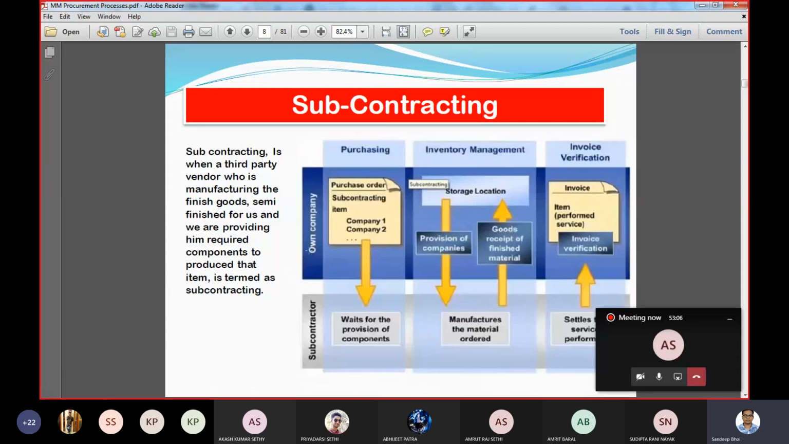Okay, for example, this is your own company. I hope this PDF is clear, right? Clearly visible, right? Yes. Okay.